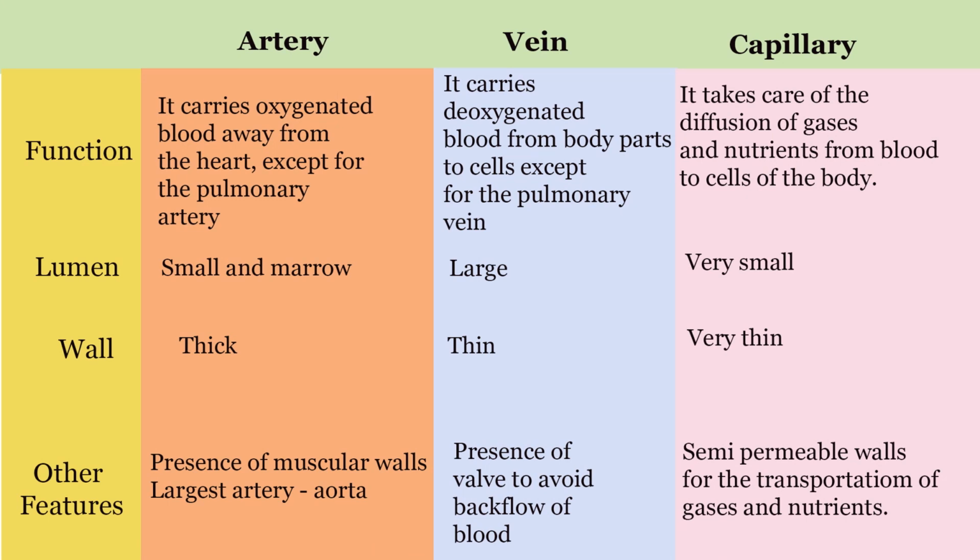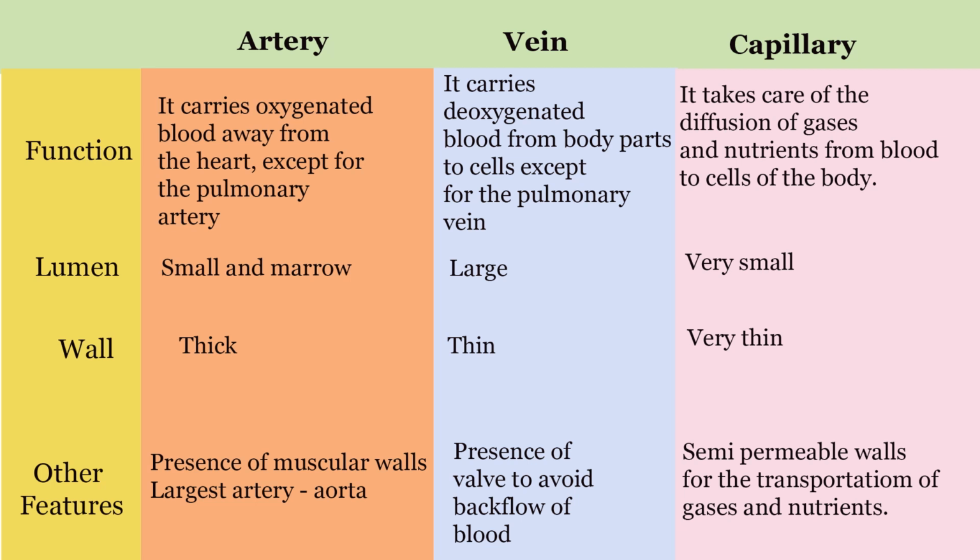Okay, so this diagram shows us a few differences between the arteries, veins, and also capillaries. First of all, the arteries' function is to carry oxygenated blood away from the heart, except for the pulmonary artery, because the pulmonary artery brings the blood to the lungs and returns back to the heart. The lumen of the artery is small and narrow, the wall is thick, and the other features are the presence of muscular walls, and the largest artery, which is the aorta.